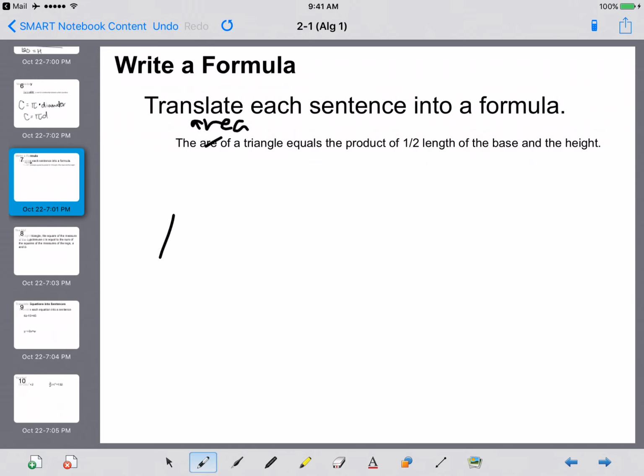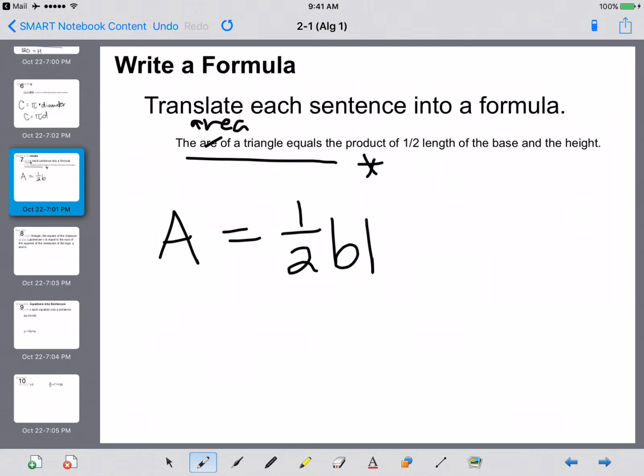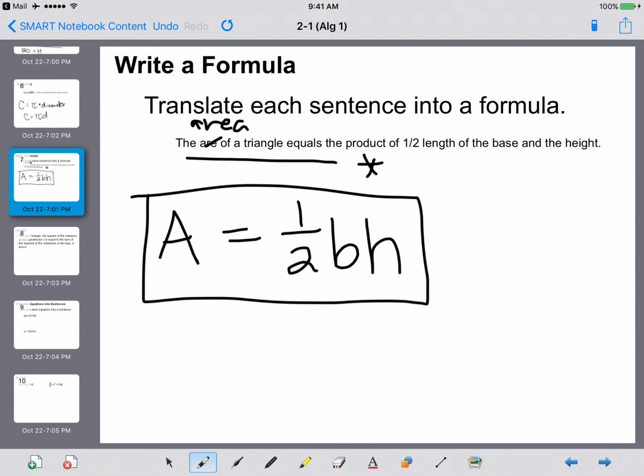So the area equals, we got that, the product, so that means times 1/2 the length of the base and the height. So 1/2 the base times the height. And I don't even need to put a times sign in there because when the letters are just next to each other, that means multiplying.